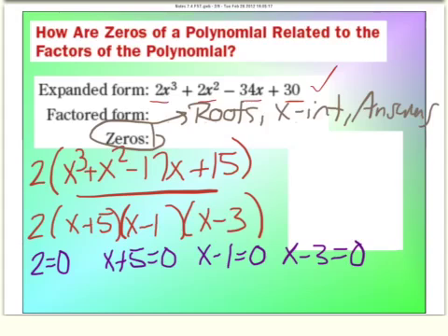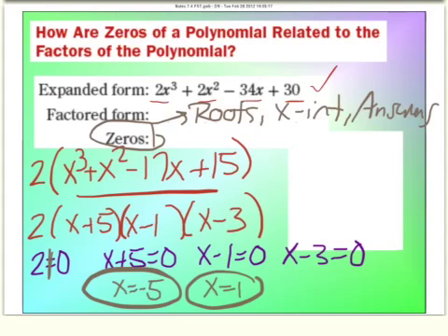Now 2 equals 0 does not make sense. 2 cannot be 0, so therefore this component here will not give us a 0 of the function. Here, though, to solve for x, just subtract 5 from both sides, so we're going to get x is negative 5. That is 1 root, or 1 zero of the function. Here, add 1 to both sides, so x is 1. And then here, add 3 to both sides, so x is 3.